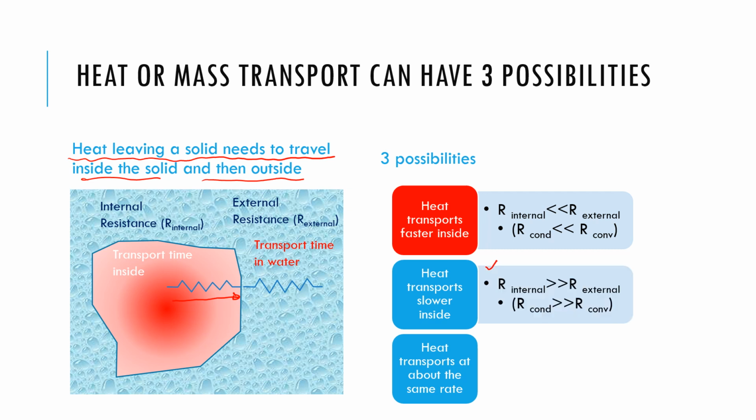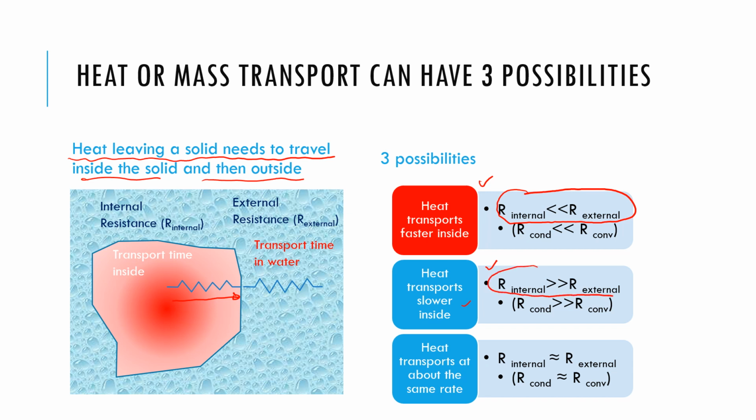So in the first case, heat transports faster inside. That means the internal resistance is much smaller than the external resistance. Whereas when heat transports much slower inside, like this one, then the internal resistance is much higher than the external resistance. And the other case is they are about the same. So this lumped parameter has to do with this situation, that internal resistance is much smaller than the external resistance.